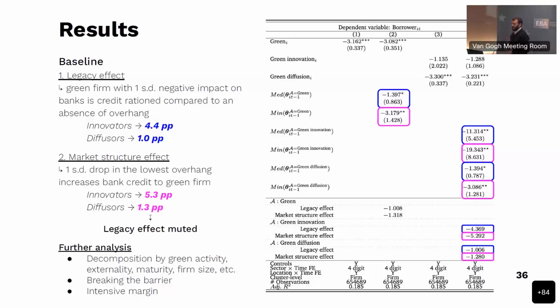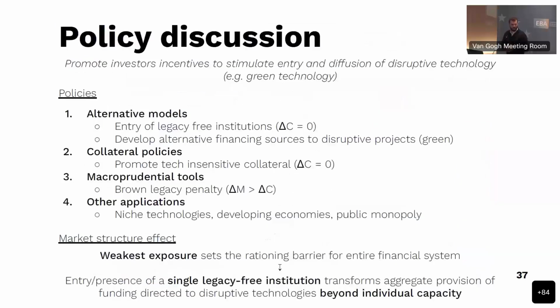For the market structure effect, we see that a drop in the minimum exposure of the system towards the activity of a given firm increases the likelihood that this firm is going to be financed. 5.4 percentage points if it's an innovator, 1.3 if it's a diffuser. Then we do a lot of other analysis, but we can move on to the next. How much time do I have?